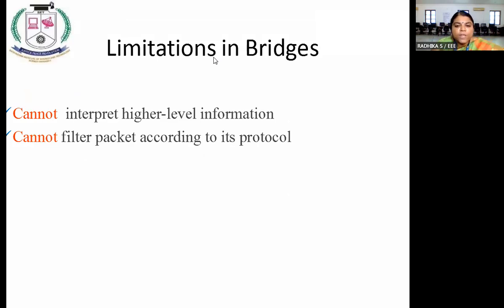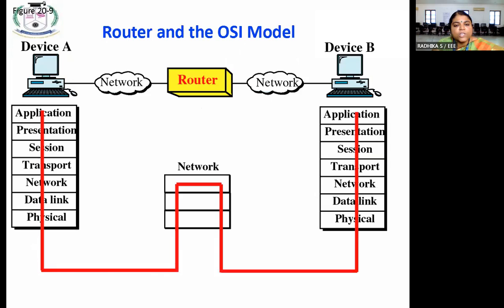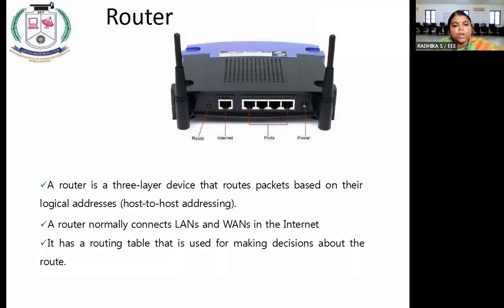So we go for the next level of connecting device for the next layer, which are called routers. So what is this router all about? It is a 3-layer device, that is, a 3rd layer device. It means it is going to do the functionality meant for the physical layer, data link layer, as well as the network layer. The work of this connecting device is to route the packet based on the logical address. This actually is meant for connecting LANs with WANs in the internet.